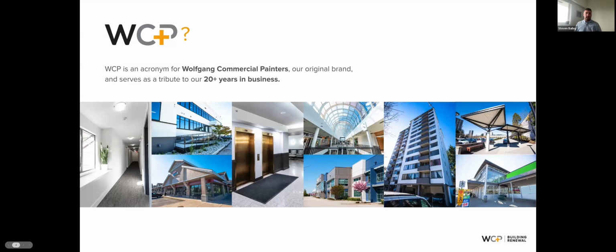Before we dive into the content, I just wanted to note this is truly not a dog and pony show, but I do think it's important that you have just a little bit of context on who we are. WCP Building Renewal was previously Wolfgang Commercial Painters.